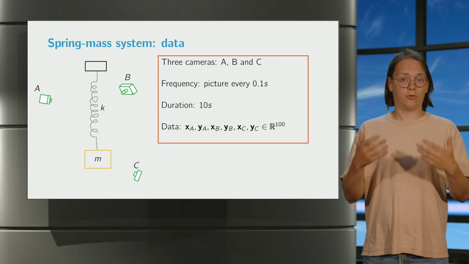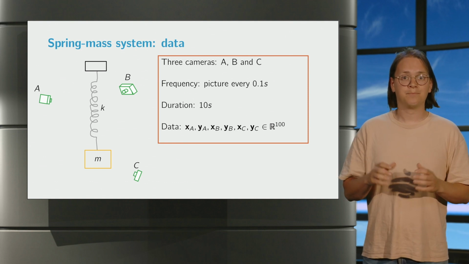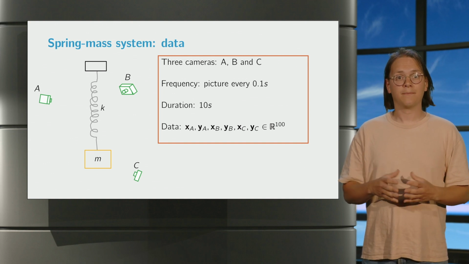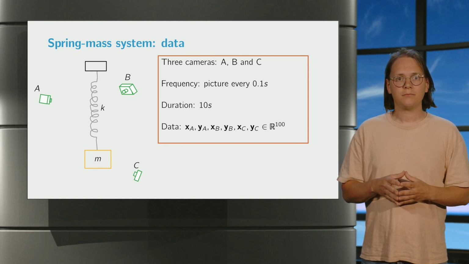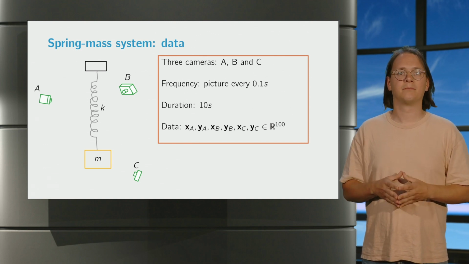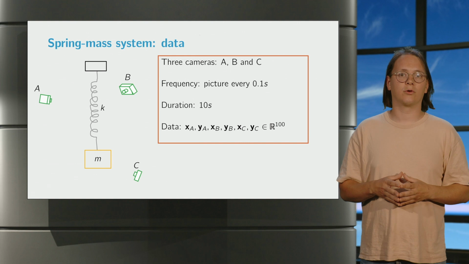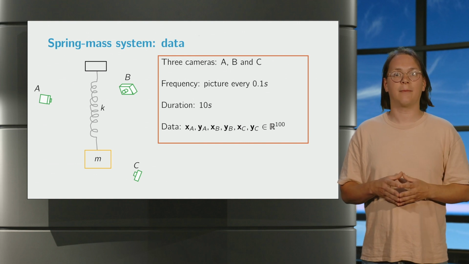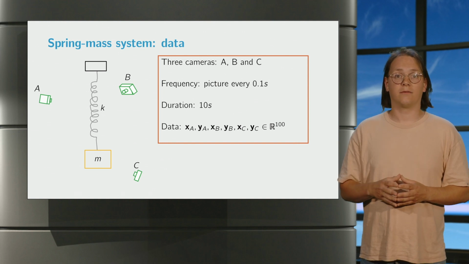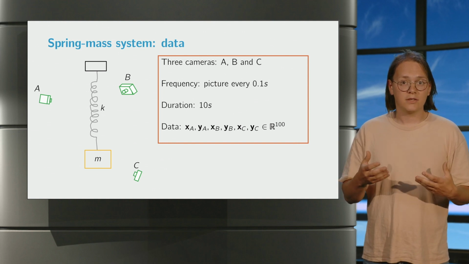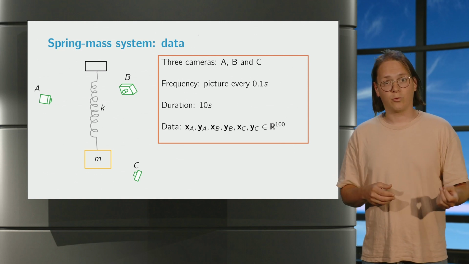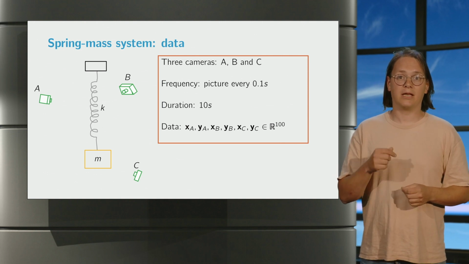We consider a coordinate system for the camera frame. Note that this means we have 2 coordinates per camera, x and y, since the picture is 2-dimensional. Per 10th of a second, we record the location of the mass in the camera frame. We note the x-coordinate in the corresponding component of the x-vector for that camera, and we note the y-coordinate in the corresponding component of the y-vector for that camera. So for instance, the 4th component of the x-vector for camera B will be the x-coordinate for the mass in the 4th picture made by camera B.